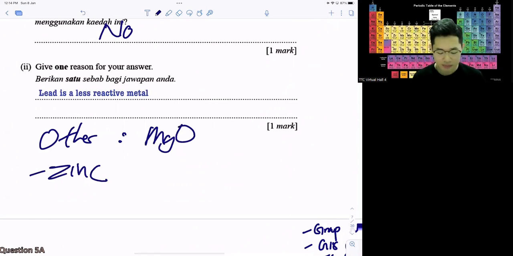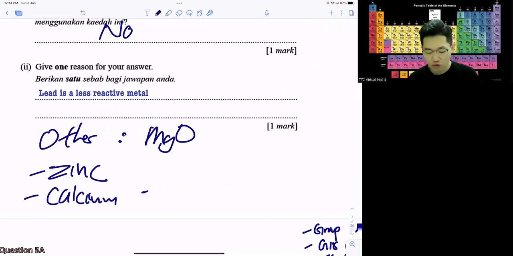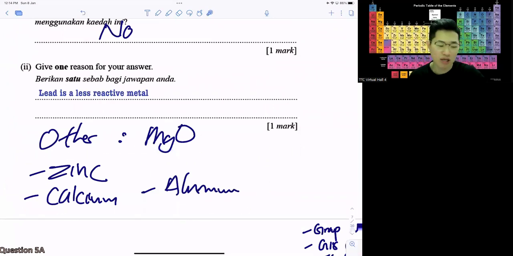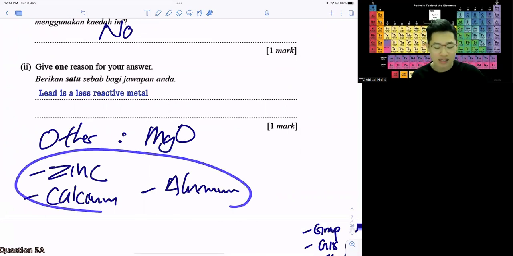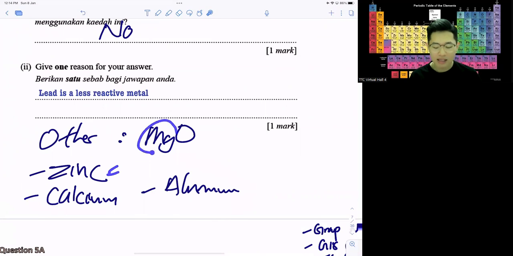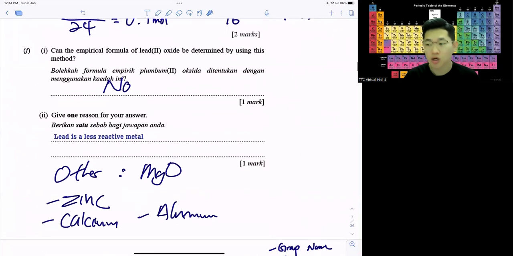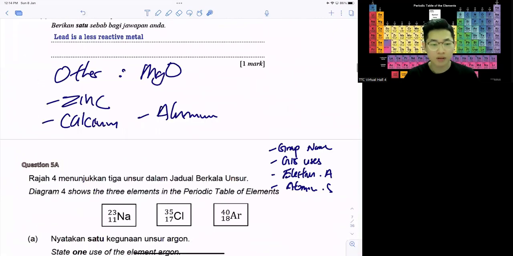So these less reactive metals have to use the other method. The more reactive ones can burn directly with oxygen. So what are the other metals that can use the MgO method? Like zinc, calcium, aluminium. Normally we don't write those. But don't write sodium or potassium, as they are maybe a bit too reactive. So try to write zinc. Zinc is the best one. Magnesium and zinc always go together. Okay, that's it.